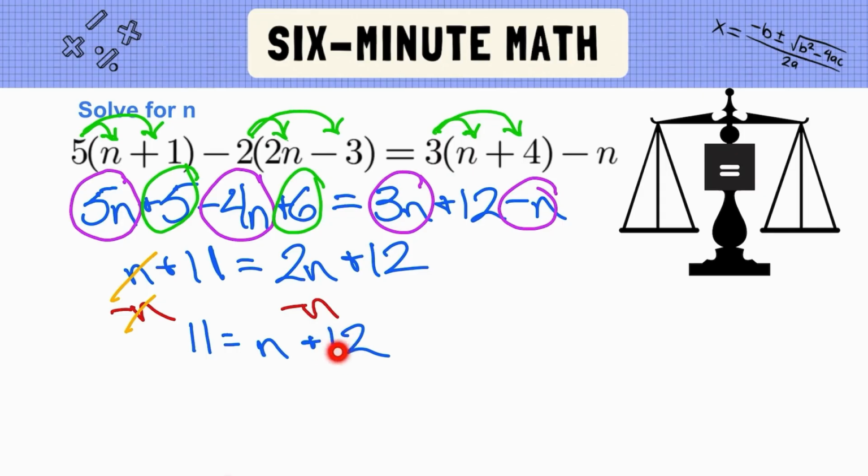I need to get rid of my 12, so I'm going to subtract 12. And if I do it on one side, I do it on the other. 11 minus 12 is negative 1, and that is equal to n. My positive 12 and negative 12 cancel each other off, which gives me my final answer of n equals negative 1.